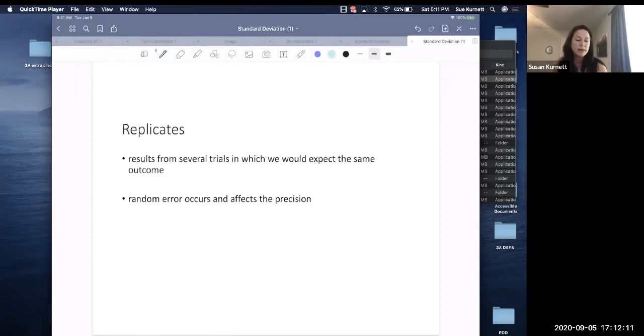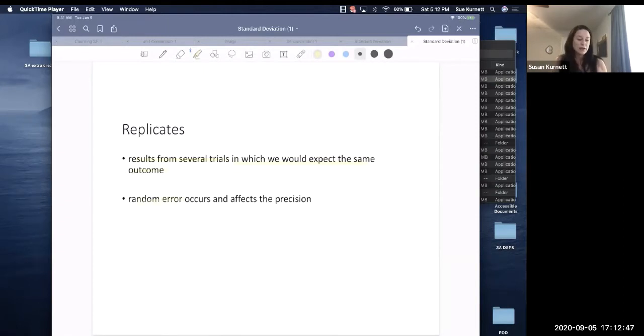And the reason we do that in science is because if we do something once, we can't be confident that's the right answer. We might have made a mistake. And if we do it twice and those 2 answers are similar, we start to have confidence that this is a true answer. And so we do replicates. And in real science, you don't just do something 1, 2, 3, or 4 times. You do something 10 or 30 or 100 times, because you want to make sure that there is a consistency that supports this is a true thing. So replicates come from several trials where we would expect the same outcome. So it's the same experiment.